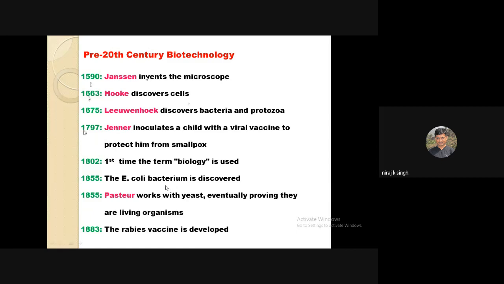And in 1797, Jenner, who is considered the father of vaccinology, for the first time gave a brief about what vaccines are and how vaccines work. Subsequently, in 1855, Pasteur, a great biologist, gave several vaccines during those times, including the vaccine against rabies. Pasteur also gave the concept of pasteurization, which we are still using today for milk. That was given by Pasteur.